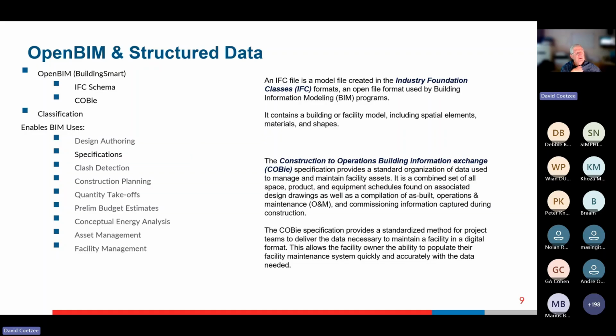So there's a number of BIM use cases, obviously design authoring, setting specifications, clash detection, construction planning, quantity takeoffs. We've spoken about some of these already, preliminary budget estimates, energy analysis is something that can be built in as well, and then getting down to my area of interest, asset management and facility management.